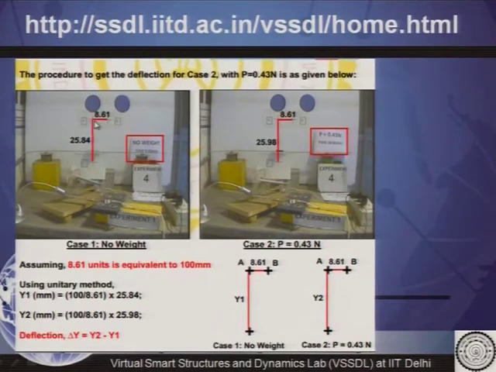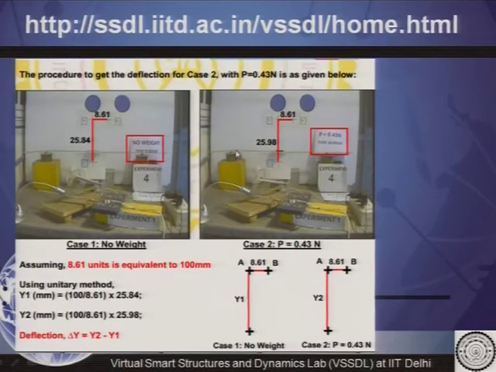Then he will draw a line from point C to line AB and he will measure the length of this line. Now, he can relate this length with the equivalent length of 100 mm using this formula. So, we have designated this equivalent length as y1. Y1 corresponds to the length of this line from point C to line AB for the no weight case. Similarly, he will capture the picture for the second case when there is one weight kept on the beam.